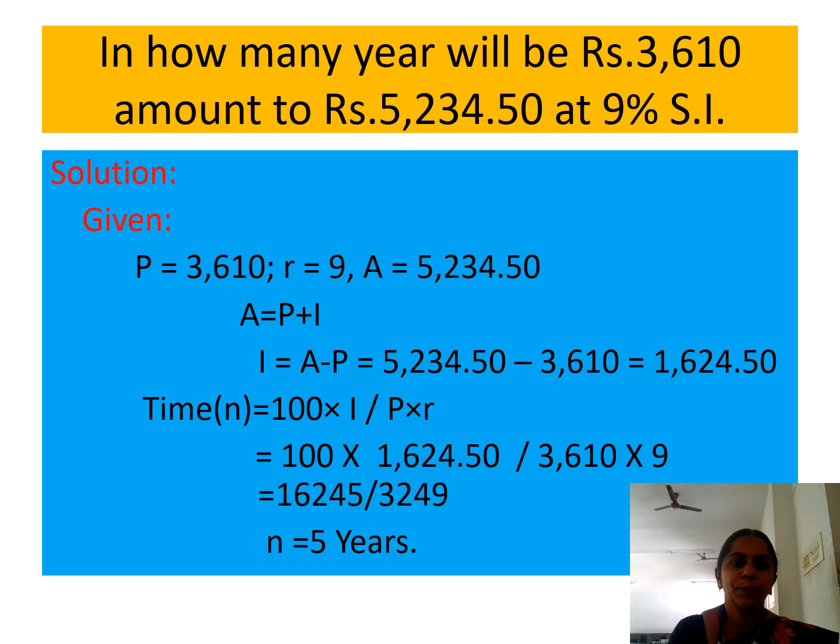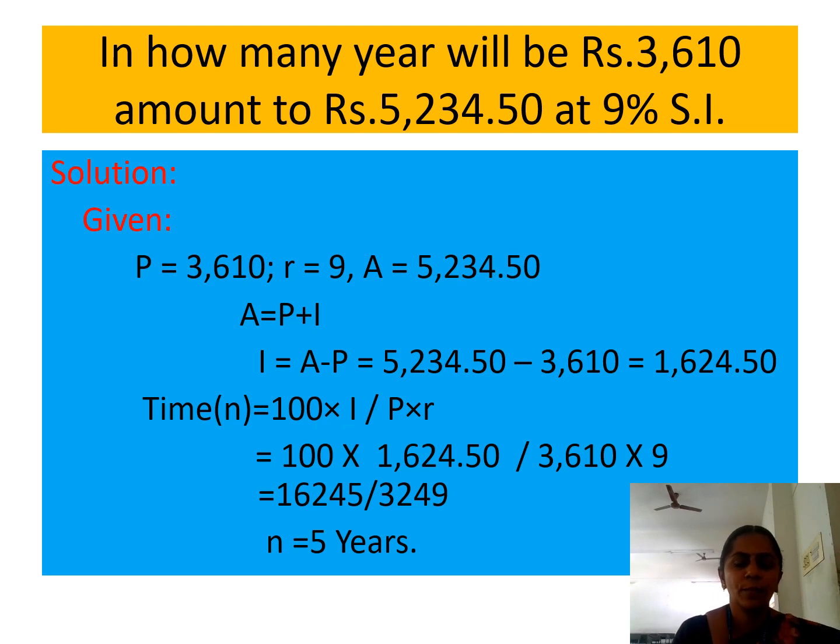So here we see another problem. In how many years will rupees 3610 amount to rupees 5234.50 at 9% simple interest? So here the question is we have to find out the time. Given data here is principal is equal to 3610 and amount is equal to 5234.50 and rate of interest is equal to 9. Here you have to find out N, that is how many years.